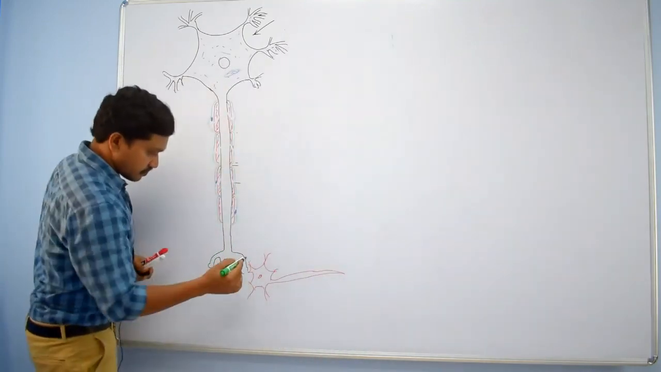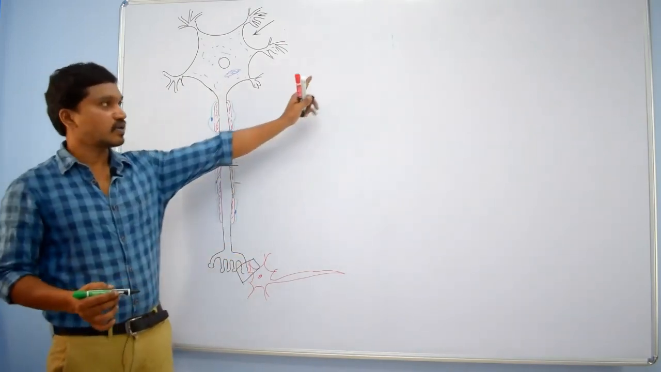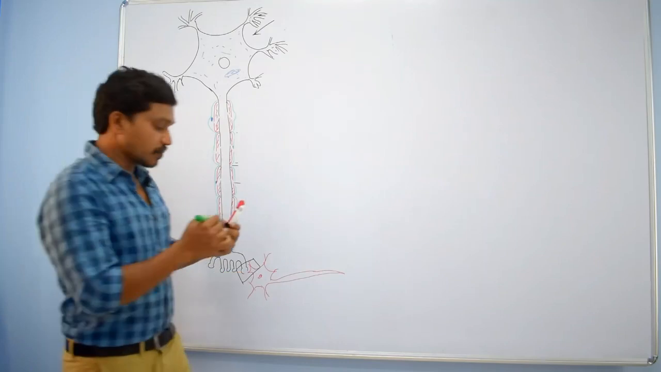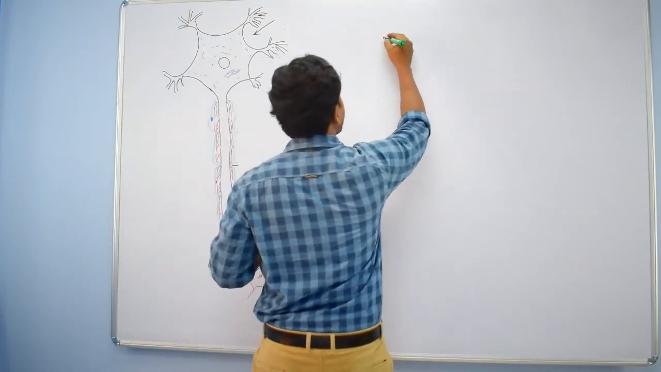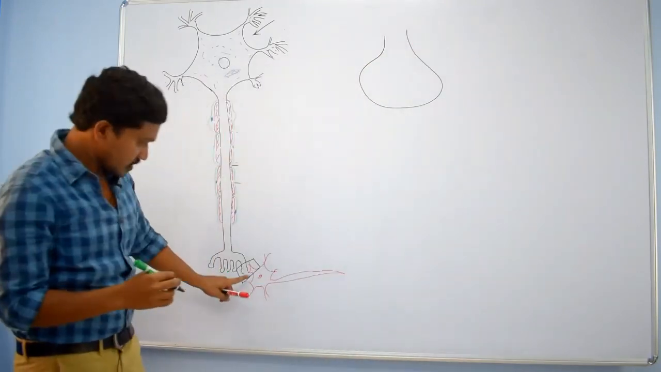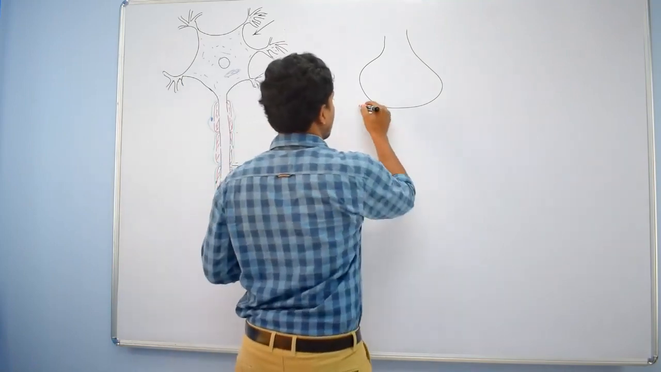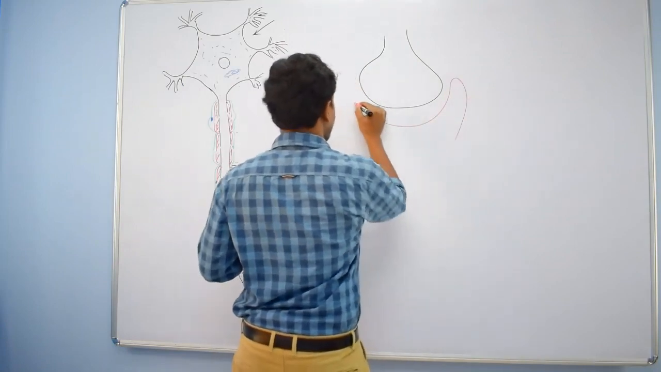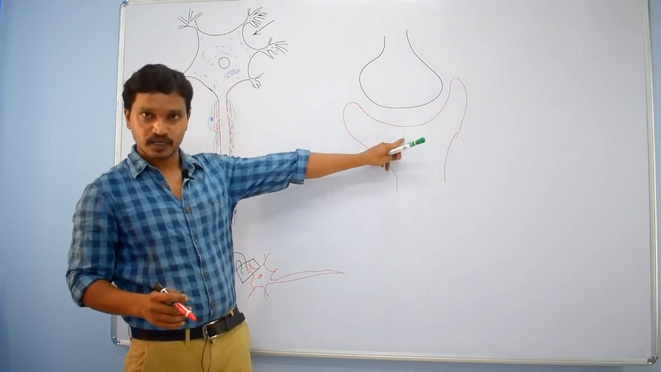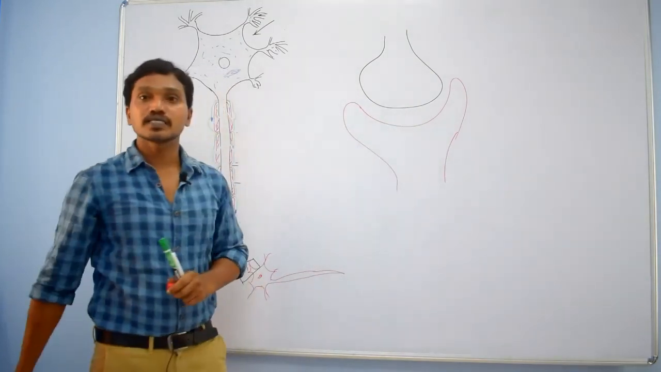Actually, I am taking the diagram of this and I will enlarge it over here. What is this? This is the presynaptic terminal. And what is this? This is the postsynaptic terminal. This is presynaptic terminal and this is postsynaptic terminal. The gap between the presynaptic terminal and postsynaptic terminal, this gap we call the synaptic cleft.